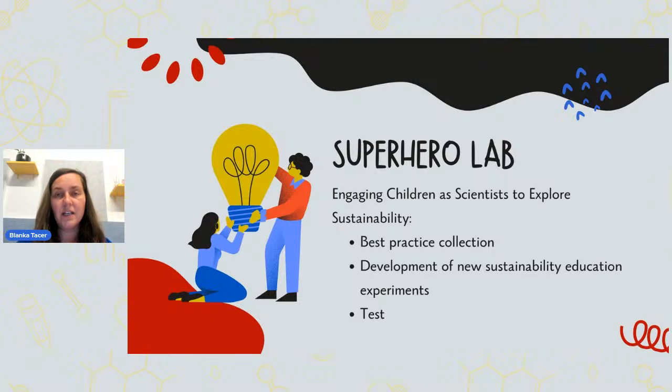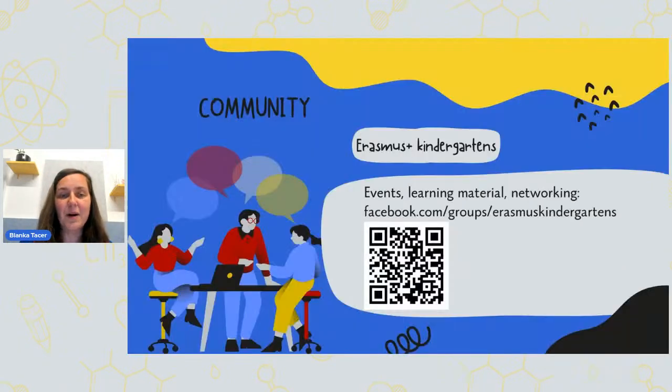in sustainability education. Then the second stage will be when we will develop new sustainability education experiments for children aged 4 to 6 years. Before we publish all the experiments, we will test them, and when they are ready, we will also share them in 6 different languages. So that's about the project.